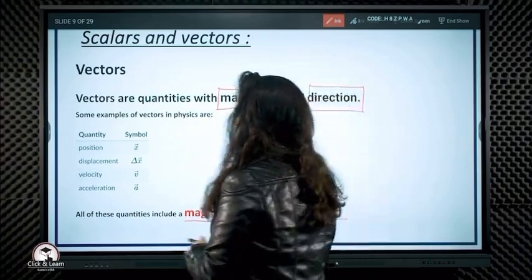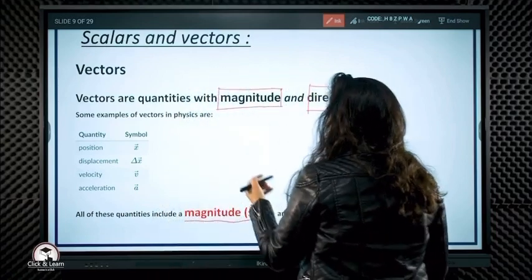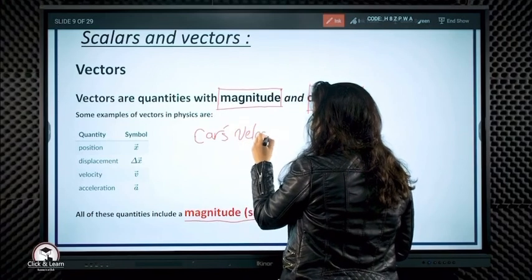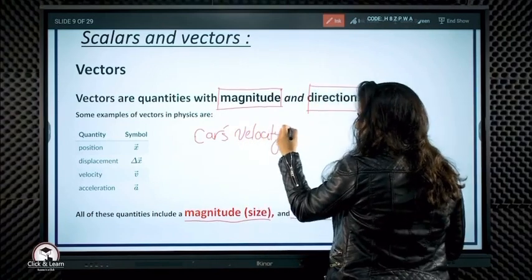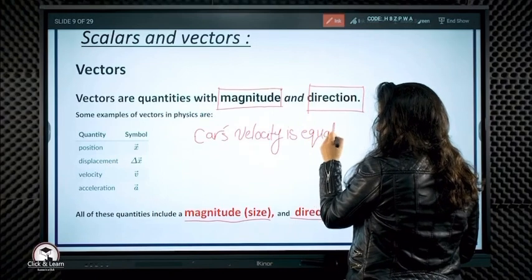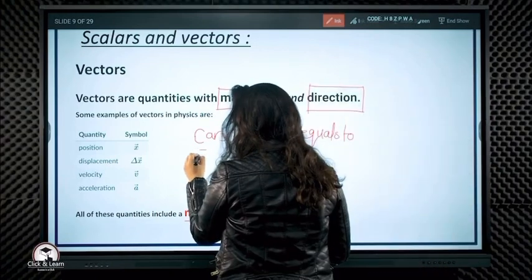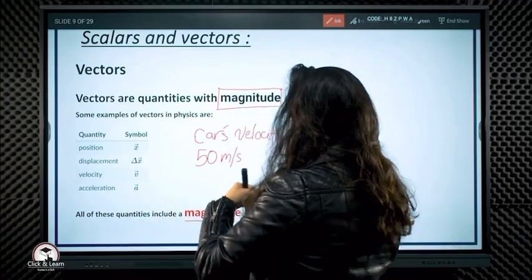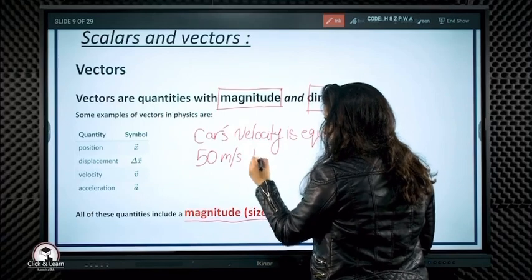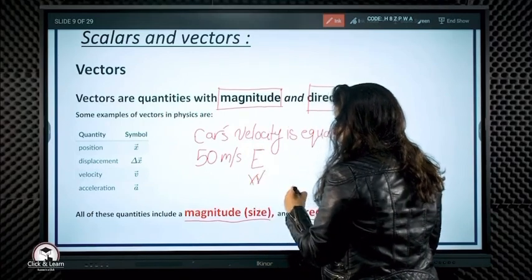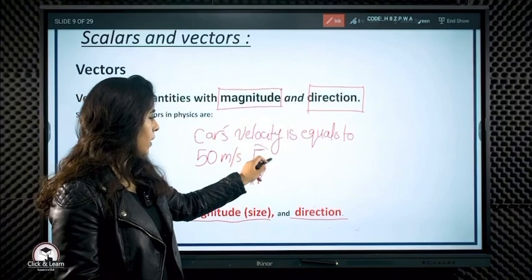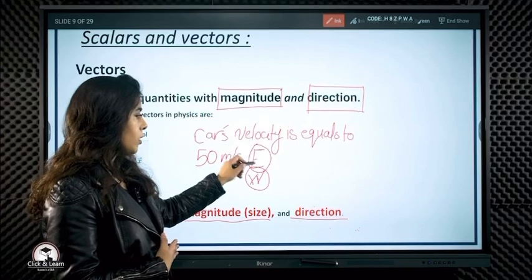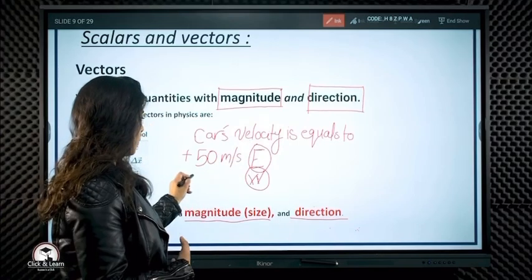For example, let's say the car's velocity is equal to 50 meters per second. I can say that the car is moving in the direction of east or west, or north or south. I can represent it with E and W, where W stands for west and E stands for east. Instead of east, I could put positive, or instead of west, I could put negative.